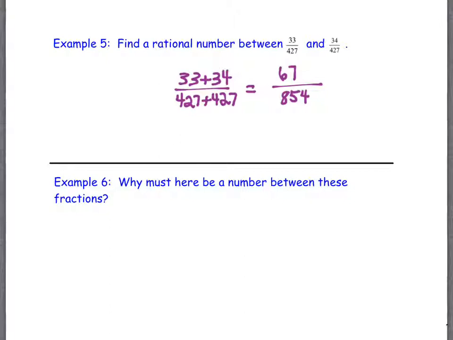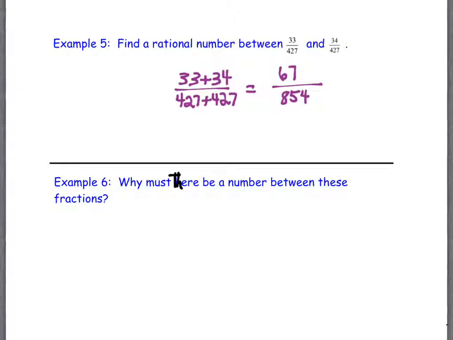All right, here's example 6. Why must there be, I got a typo on that one. Why must there be a number between these fractions? Okay, that's exactly along the lines of what I want you to be thinking about. So when you're thinking about space, I'm hoping the way you said it, you're thinking about a number line.